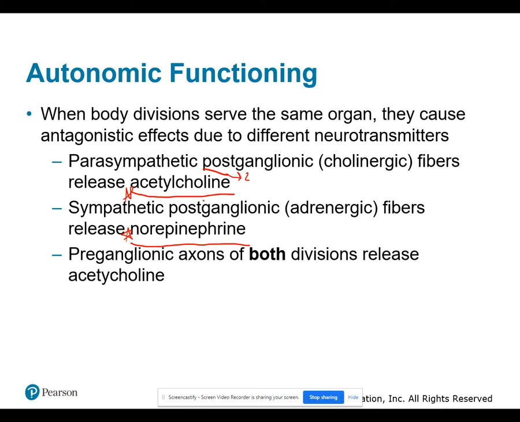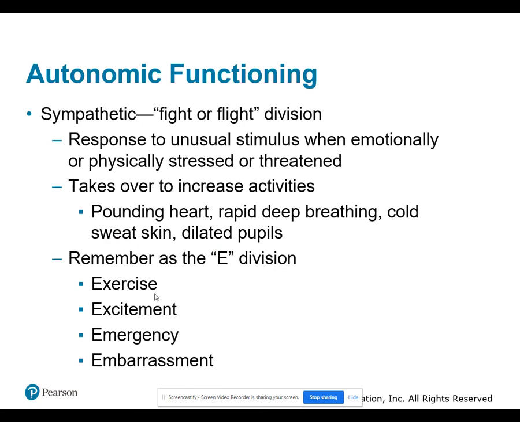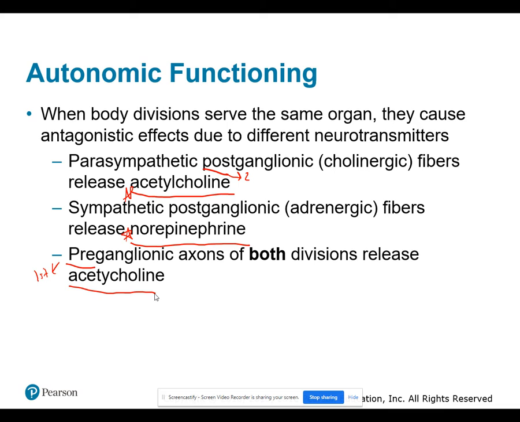Now notice we've been talking about postganglionic and preganglionic, which comes first. Both systems have a pre and a postganglionic fiber. Both of the pre release acetylcholine. The post of the parasympathetic releases acetylcholine, and the sympathetic releases norepinephrine.